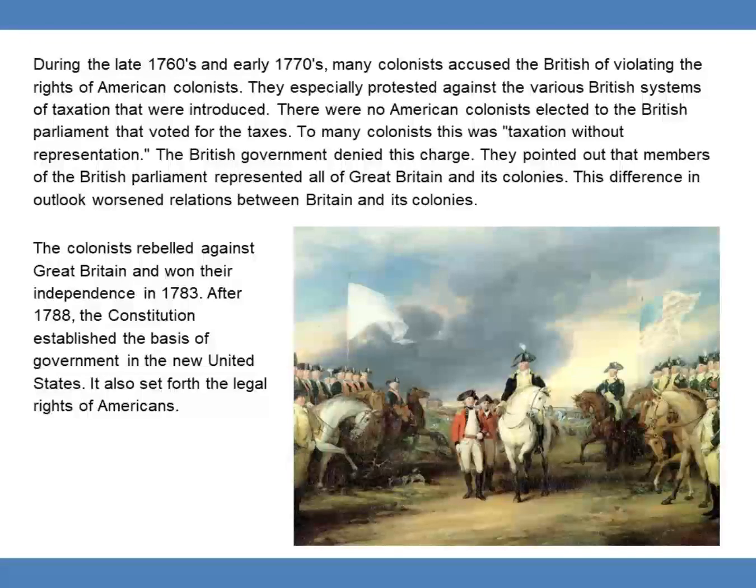During the late 1760s and early 1770s, many colonists accused the British of violating the rights of American colonists. They especially protested against the various British systems of taxation that were introduced. There were no American colonists elected to the British Parliament that voted for the taxes. To many colonists, this was taxation without representation. The British government denied this charge. They pointed out that members of the British Parliament represented all of Great Britain and its colonies. This difference in outlook worsened relations between Britain and its colonies.